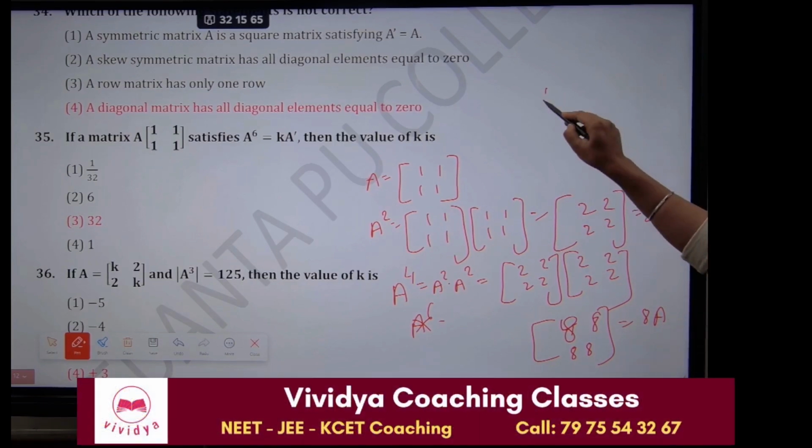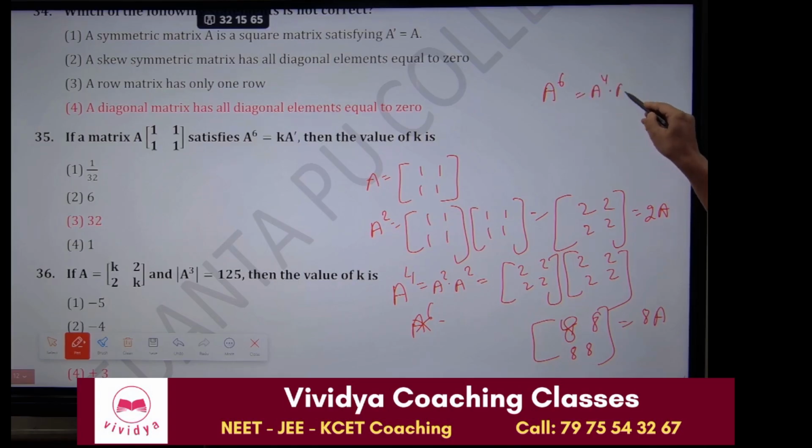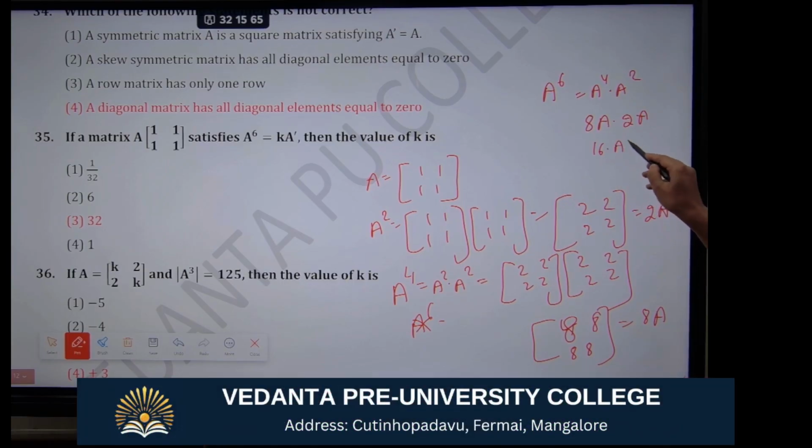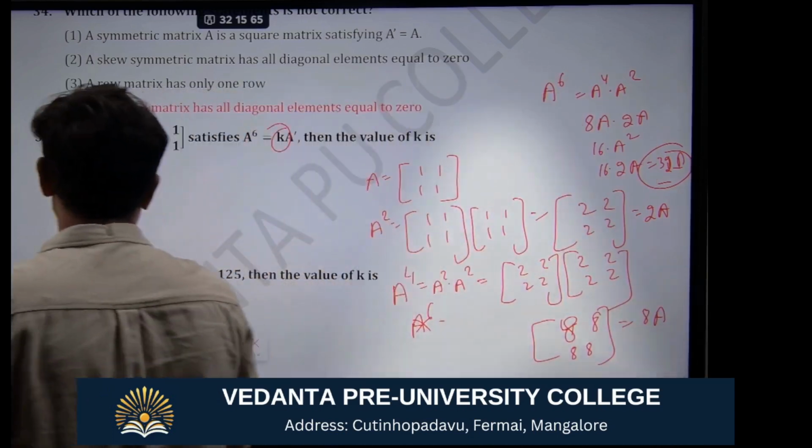So what will be A6? A6 will be nothing but A4 into A square. A4 is 8A. A square is 2A. So this is 16 into A square. Again, A square is equal to 2A. So 32A is the answer. So K will be 32.